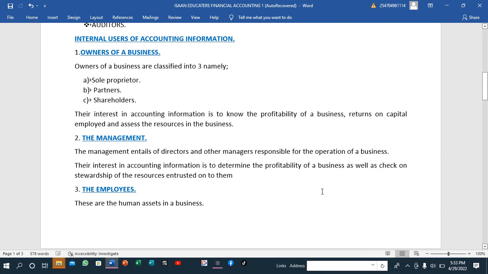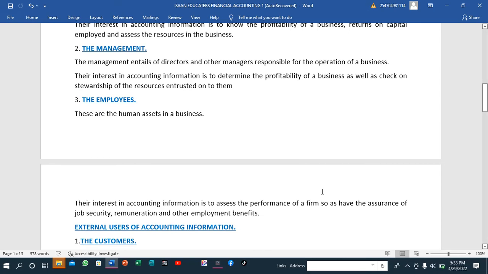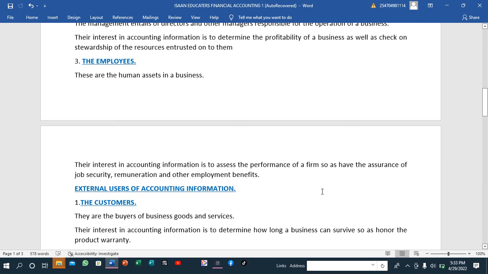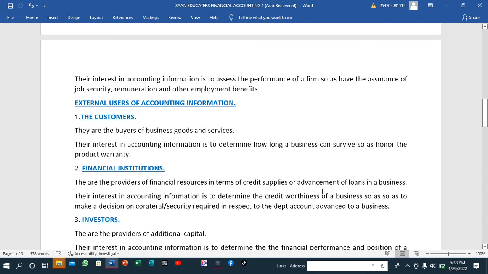We have said that they are the owners of a business, we have the management, and lastly we have the employees. So for the external users of accounting information, we have the customers. The customers are the buyers of business goods and services. Their interest in accounting information is to know how long a business can survive, so as to honor their product warranty.